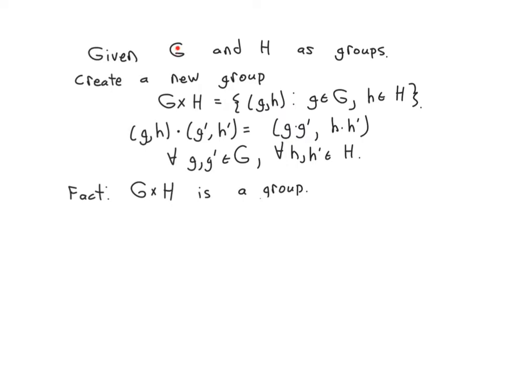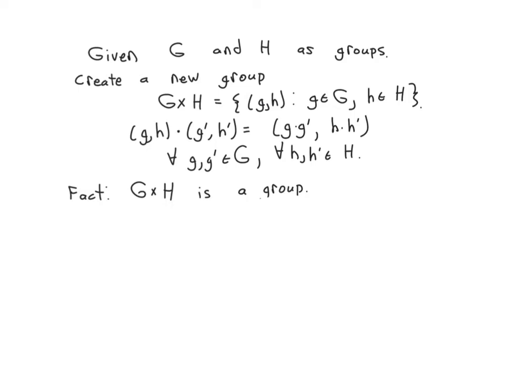Given two groups G and H, the new group is going to be on their Cartesian product, where the Cartesian product is a set of ordered pairs, where the first coordinate has to be an element in the first set, and the second coordinate has to be an element in the second set. So this is a set of all ordered pairs of that form. Our product is going to be called pointwise multiplication. Given two ordered pairs, the product is an ordered pair whose first coordinate is the product of the first coordinates, and whose second coordinate is the product of the second coordinates.